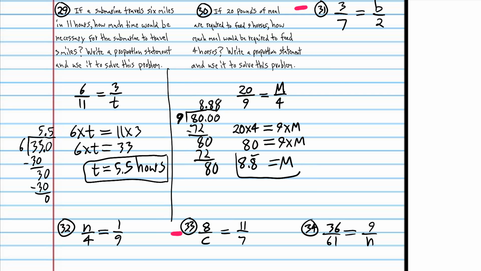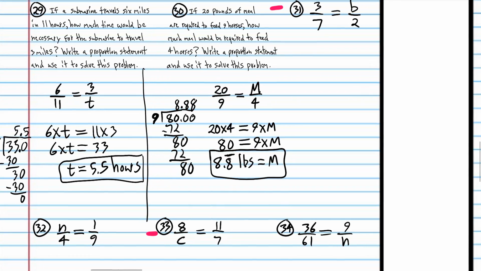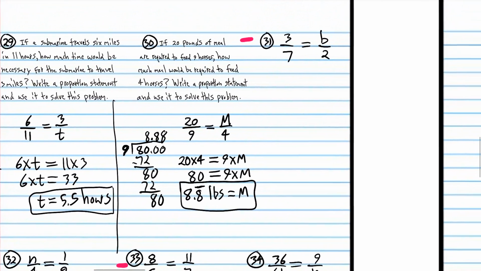So I'm sorry I gave you a repeating decimal. We have to write the units also. And this is pounds of meal, but we can just say pounds. So again, I'm sorry I gave you a repeating decimal on that problem. All right, number 31.